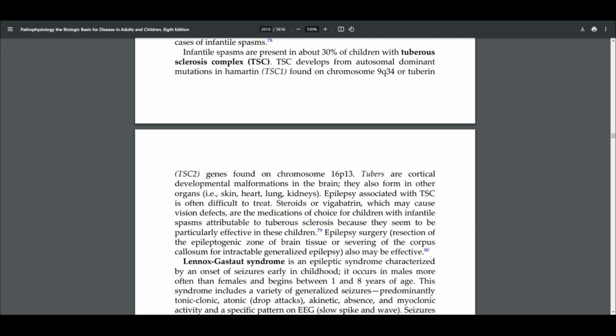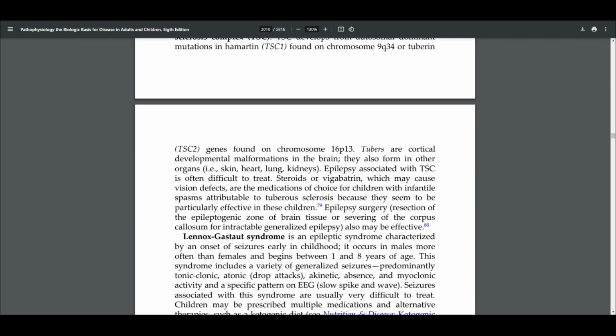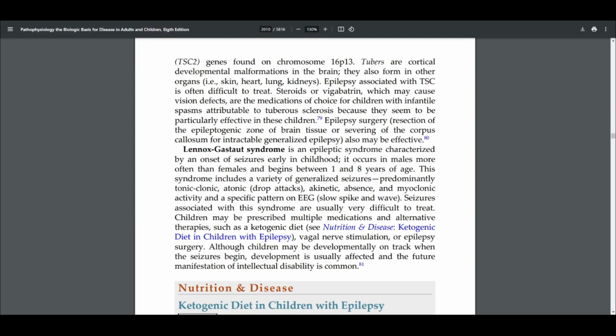TSC develops from autosomal dominant mutation in hamartin found on chromosome 9q34, or tuberin TSC genes found on chromosome 16p13. Tubers are critical developmental malformations in the brain. They also form in other organs. Epilepsy associated with TSC is often difficult to treat.